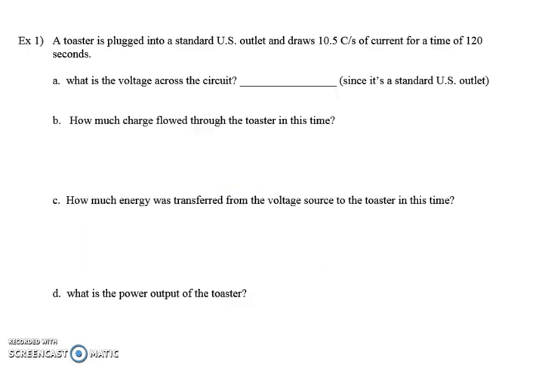So in the 2 minutes I have left, let's start a problem here. I've got a toaster. There's my load. It's plugged into a standard US outlet. That's important. It draws 10.5 coulombs per second of current. So that's I, for a time of 120 seconds. That's t. So what is the voltage across the circuit? Well, we can't calculate it, but the fact that it's a standard US outlet tells us that it's 120 volts. That's just something worth knowing.